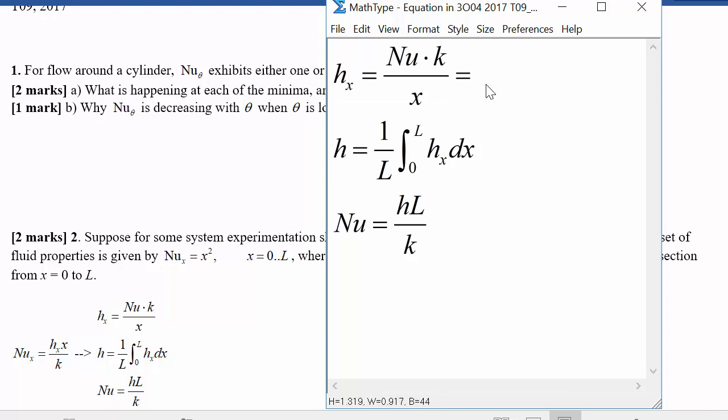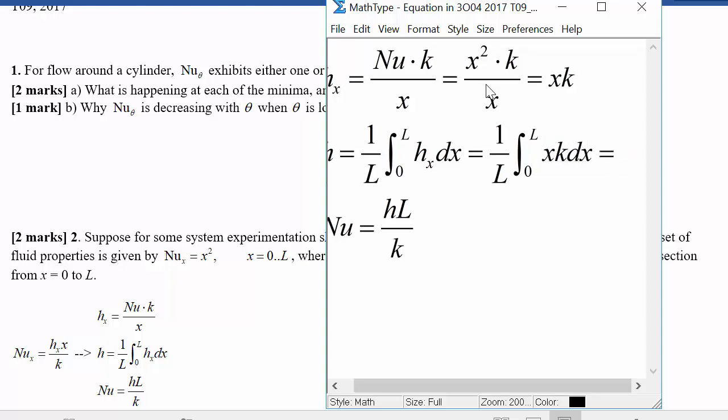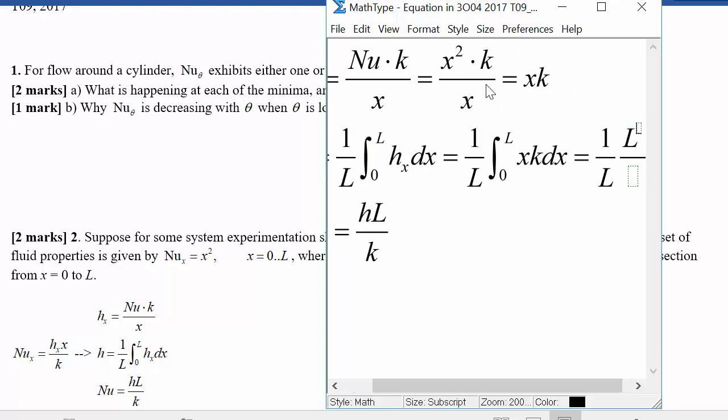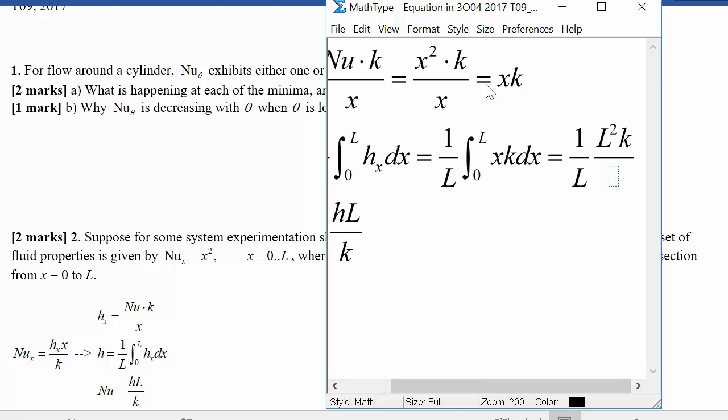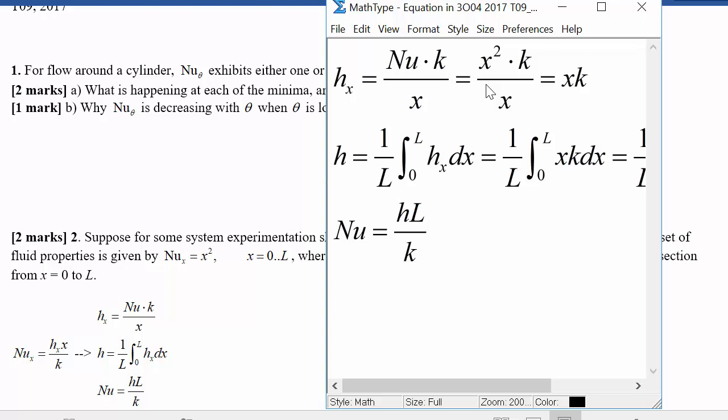So h as a function of x, substituting in the Nusselt number of x squared, would equal x times k. And then after we put that into here, the integral of xk dx, we're going to have that it's 1 over L times L squared k over 2. So that's going to be equal to L times k over 2. And then after we substitute that back in for h, we're going to have that we have L squared over 2.